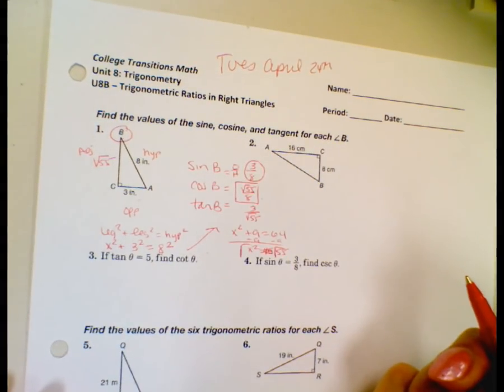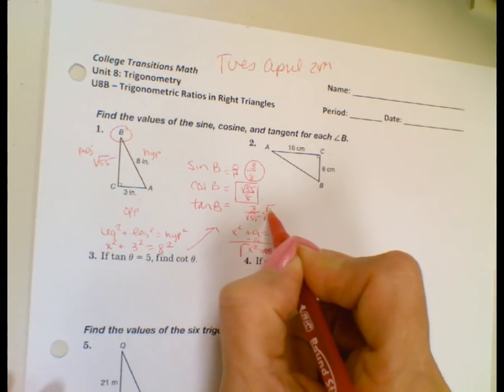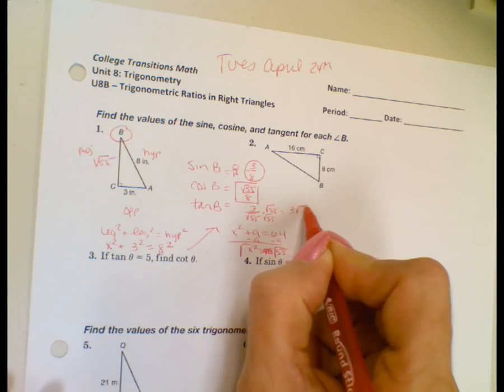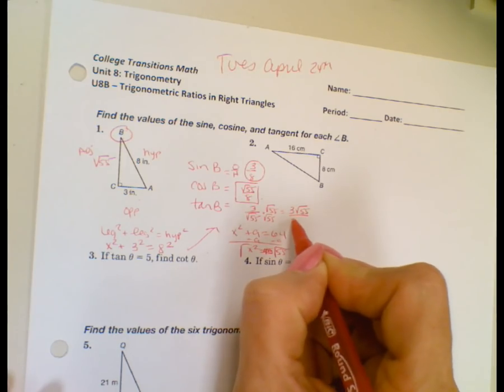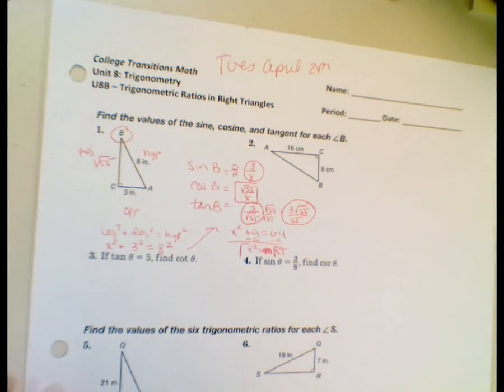Technically, I would accept that answer, but if you know how to rationalize, you can multiply top and bottom by square root of 55 and get 3 square root of 55 over 55. That's the best answer, but I'd accept that first one.